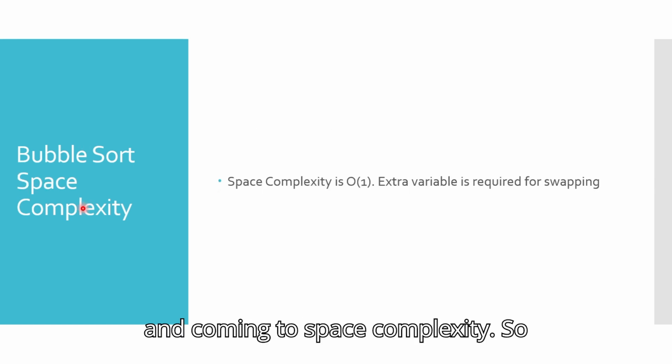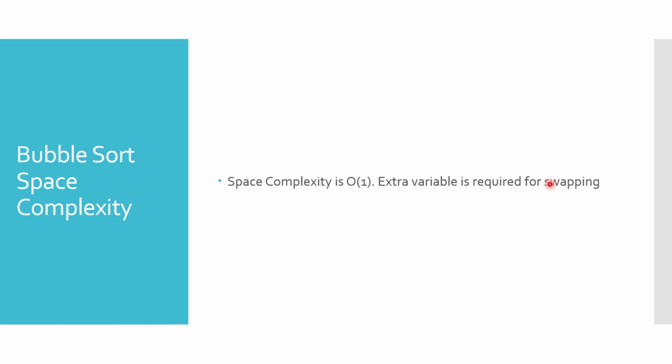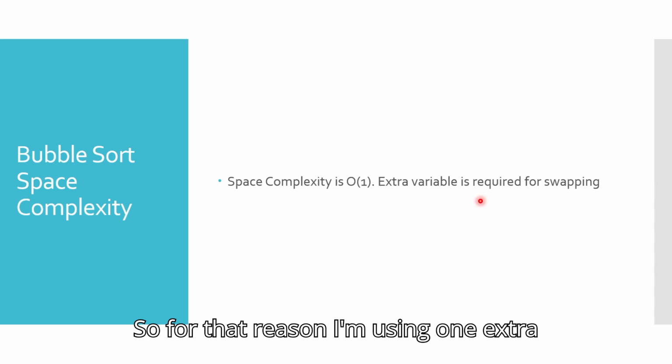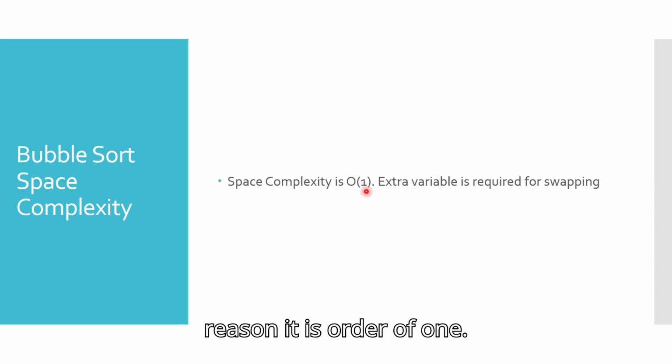Coming to space complexity, for swapping I need one extra variable. For that reason I am creating one extra variable, so that's the reason it is order of 1.